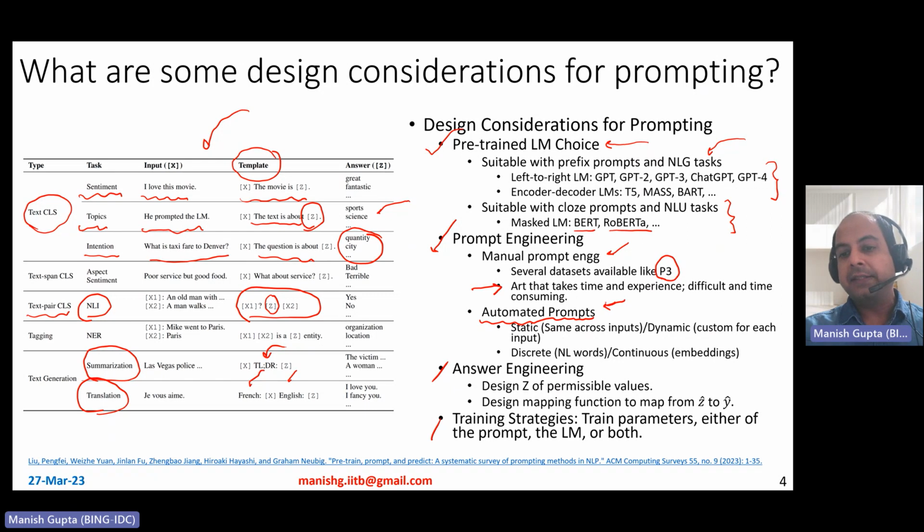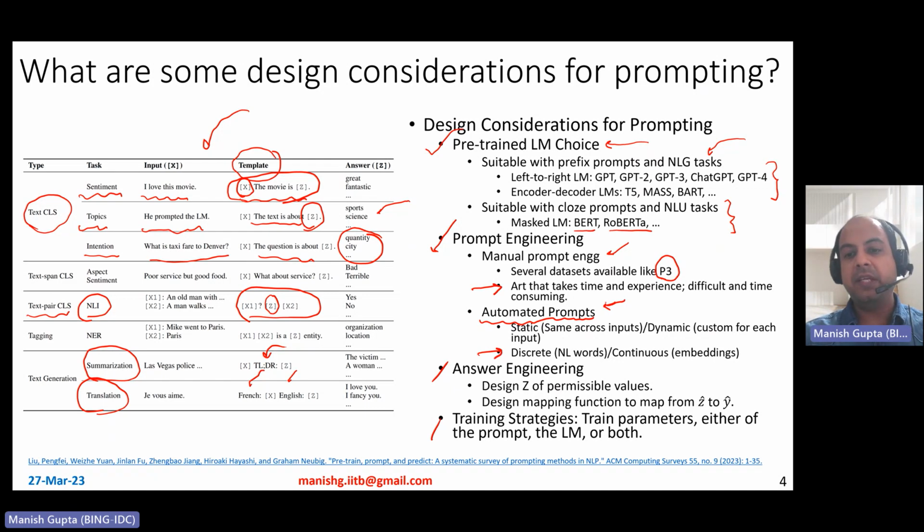But those prompts can be static or dynamic. Now, static prompt means that you have a prompt per task and it doesn't vary for different inputs. The template remains the same, whatever be your input X. Okay. But dynamic prompts basically mean that they're custom for every input. So that's that. Similarly, automated prompts could be discrete or continuous.